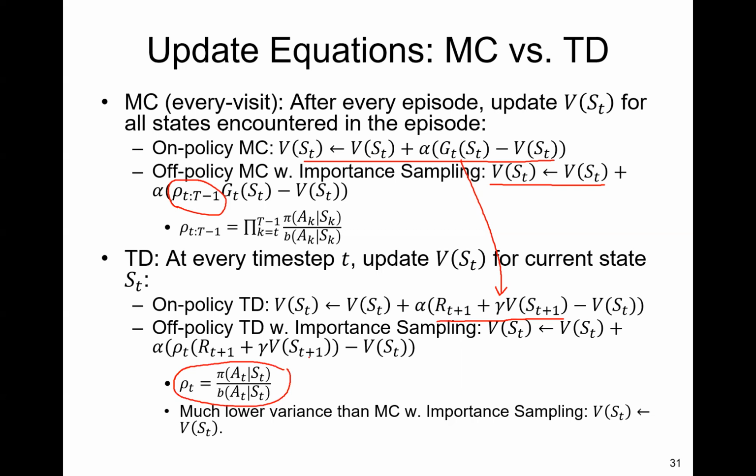So notice the difference here for Monte Carlo. You're multiplying over the number of steps from the current time small t to the end of the episode. Whereas for the TD, you only perform the update for this current step because it's a one-step look ahead. So TD has much lower variance than Monte Carlo, so it has better convergence properties.